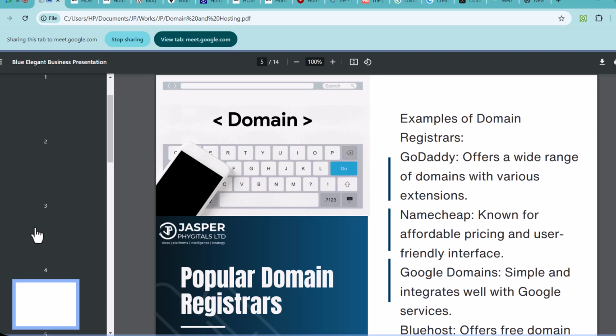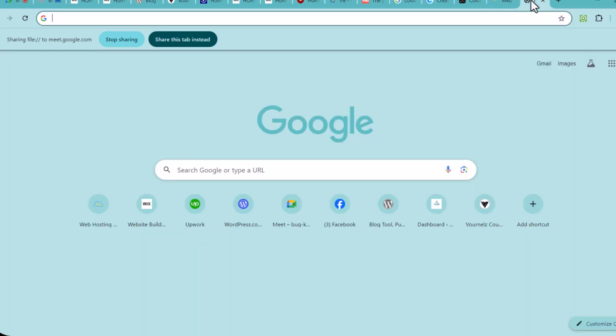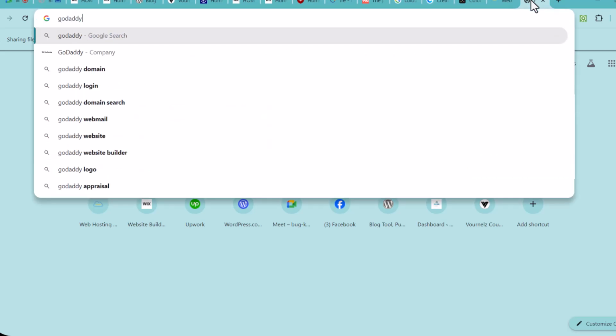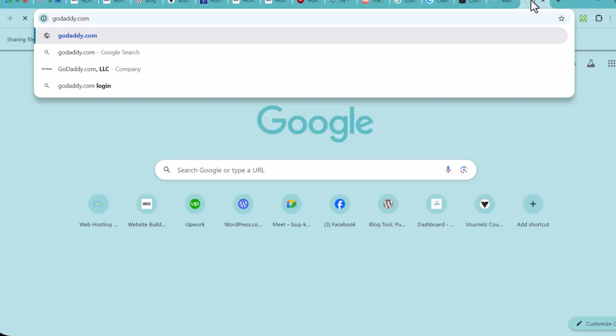Now, let me show you some platforms where you can get both hosting and domain name. Okay, let's start with domain names first. One of the leading platforms for both hosting and domain name is GoDaddy. Let me quickly open GoDaddy.com. It's a foreign hosting and domain name company.